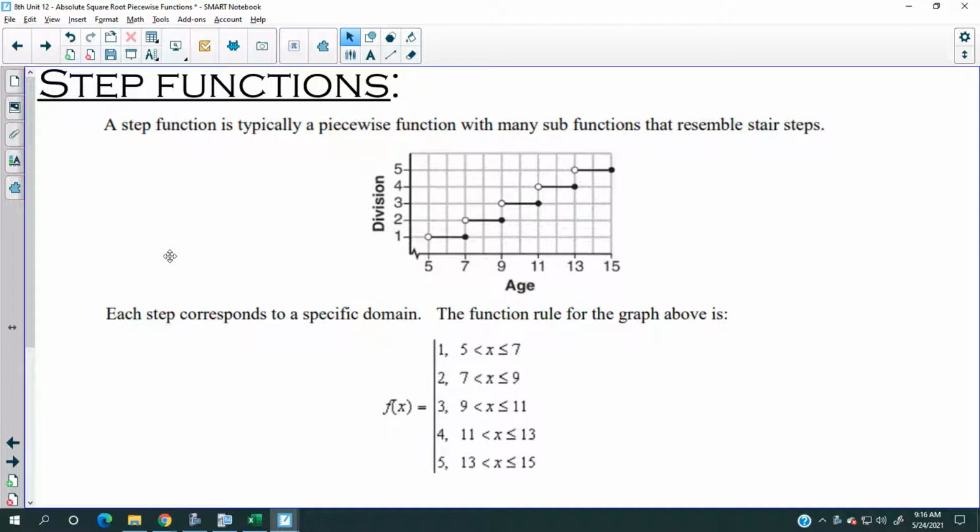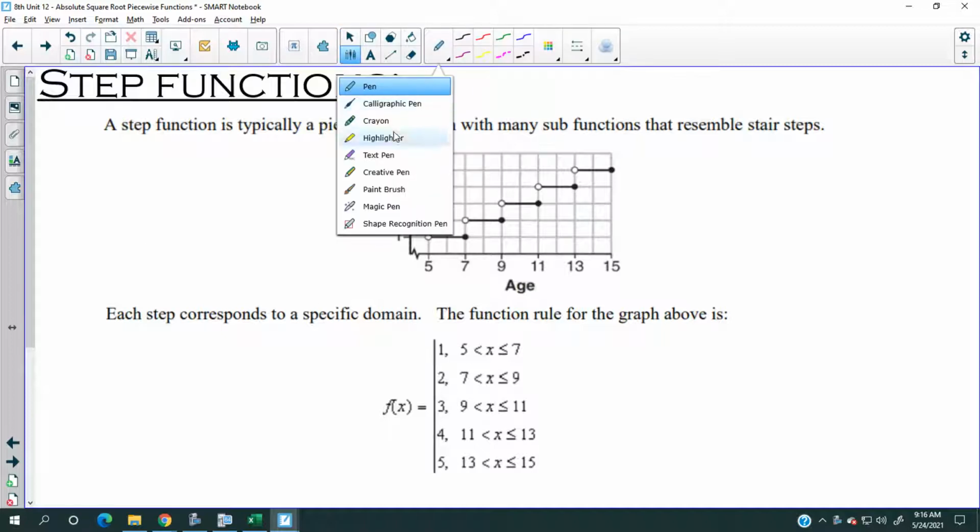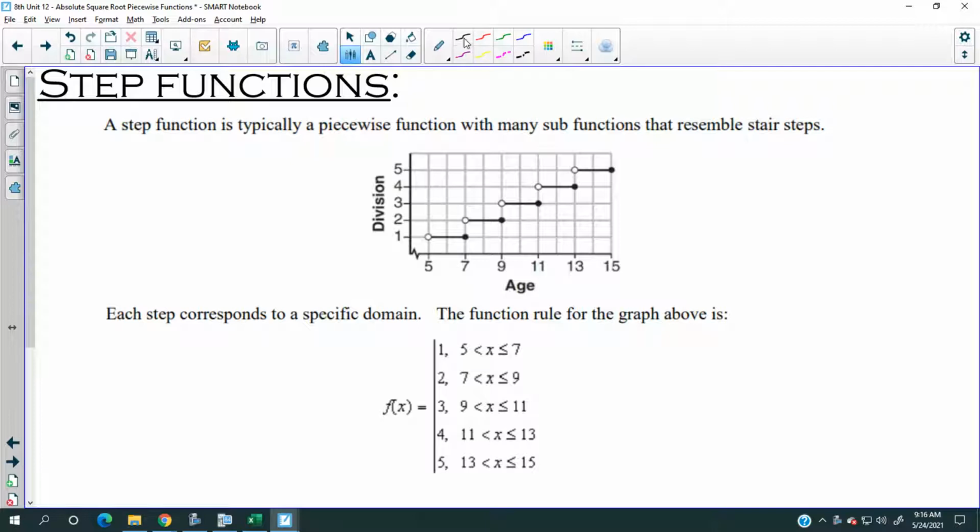Now, what's a step function? I'll give the definition to you as simply as possible. A step function is a piecewise function. I'm changing the order, because this is easier than tomorrow's. A piecewise function with many sub functions, meaning a bunch of little functions that resemble stair steps. That's it. So a step function is a function with a lot of little functions underneath it. Think of it like that.